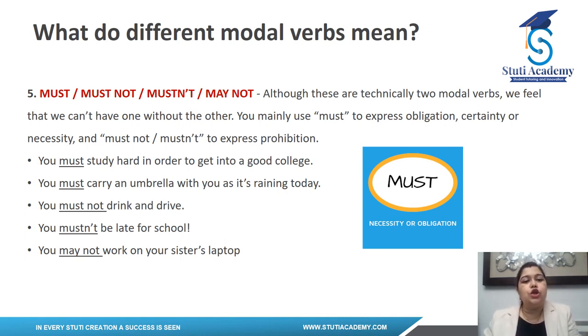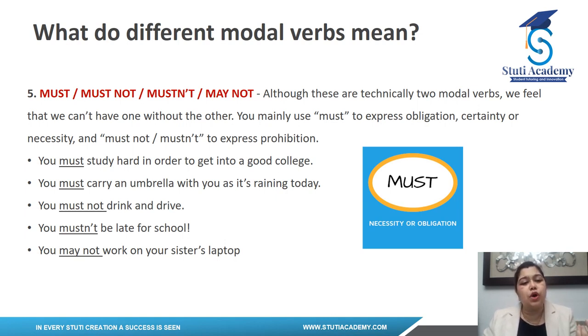Okay. You must not drink and drive. So now this must not is prohibition. I am saying you must not drink and drive. Okay, it is clearly a prohibition. You mustn't be late to school. Again, this is prohibition. Mustn't and must not. Mustn't is a shorter form of must not. So you mustn't be late to school today. Again, a prohibition, something that you should not do.